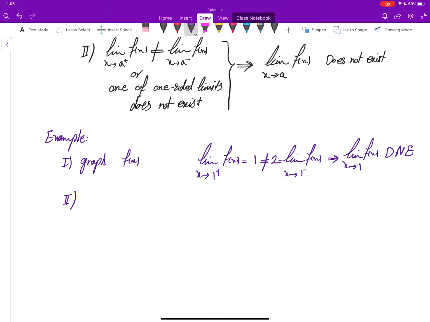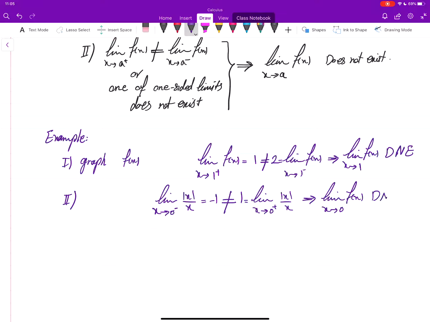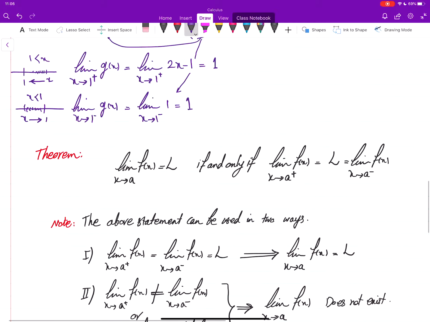The other one is the limit of absolute value of x over x as x goes to 0 from the left. We showed that it is -1, and we showed that the absolute value of x over x as x goes to 0 plus is 1. Since these are not equal, we can conclude that the limit of f of x as x goes to 0 does not exist. And the third example is this function g here.